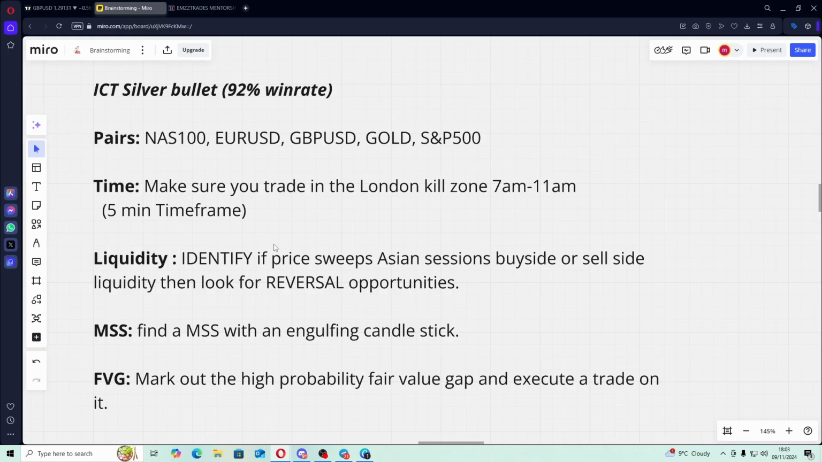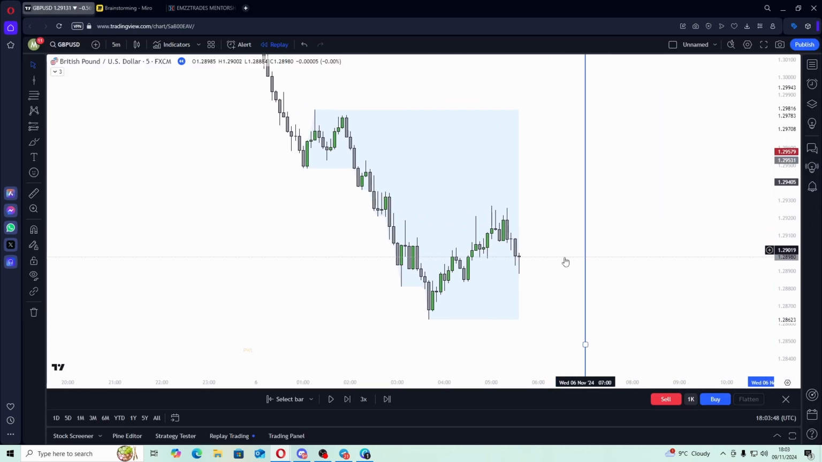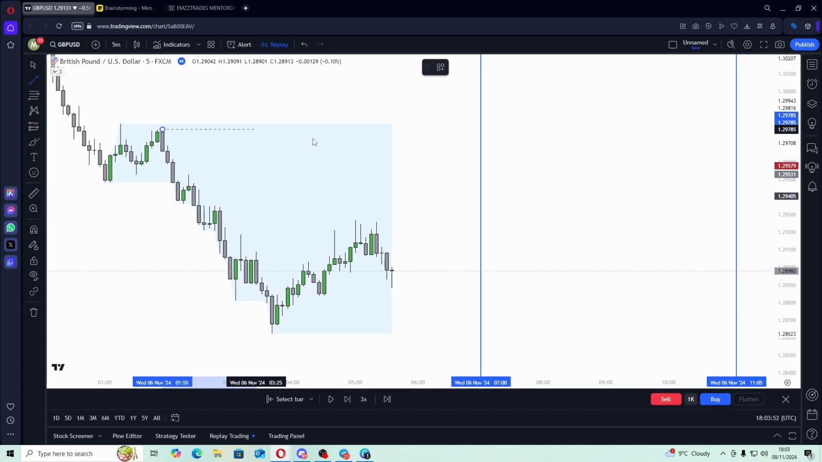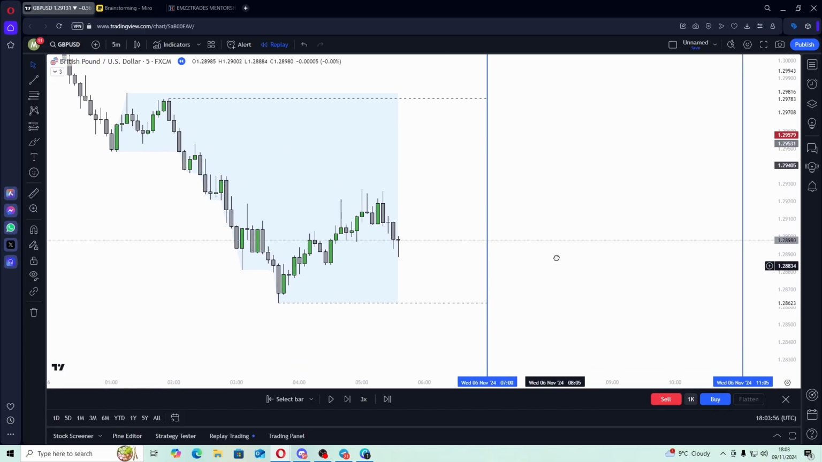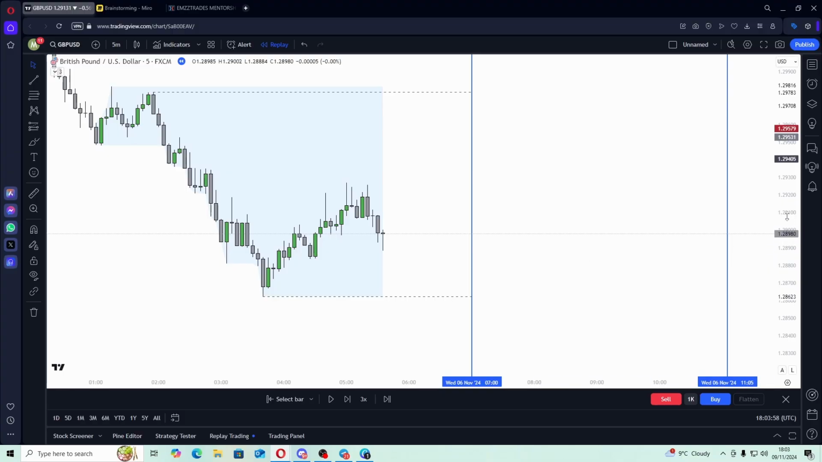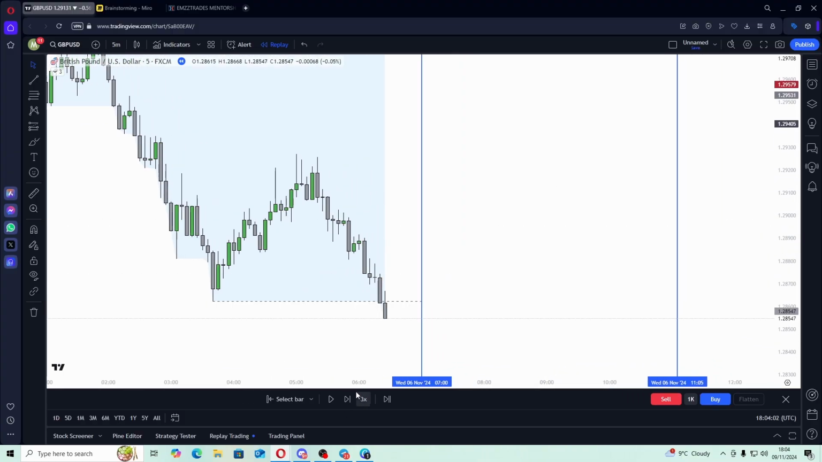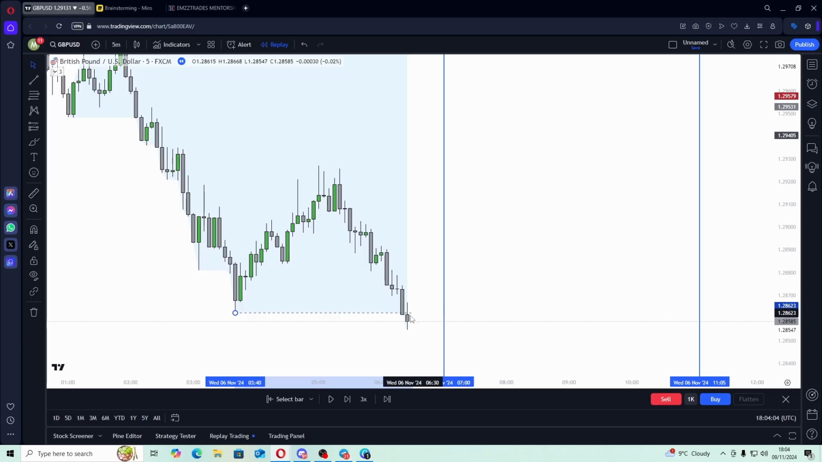So what we need to do now is identify if price is sweeping Asian session's buy side or sell side liquidity, and then we look for the reversal opportunities, which means which side of Asian session is actually getting mitigated. We have the highs right here, we have the lows right here. We need to find out which side is actually going to get the liquidity swept. If I play price forward, you're going to see how it's dropping down towards the downside, and it just swept the lows of Asian session.